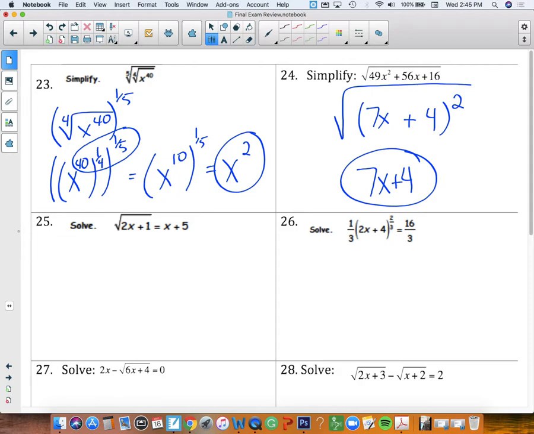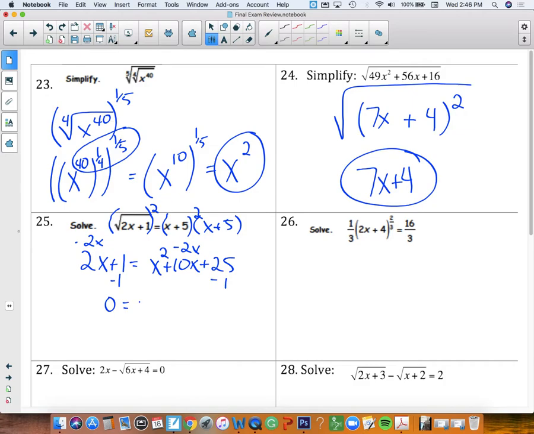On to 25. So with problems like 25, you have to isolate the radical, which it already is isolated here, and then you square both sides. All right, when you square that radical, it just gets rid of that square root sign, and you're left with 2x plus 1 on the left, and then x plus 5 squared. You'd have to FOIL that. So it's x squared plus 10x plus 25. All right, so then you should recognize that there's an x squared and an x floating around in this problem. So you got to put everything on one side and factor.